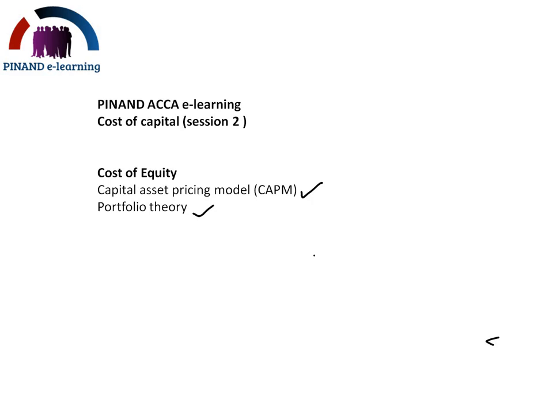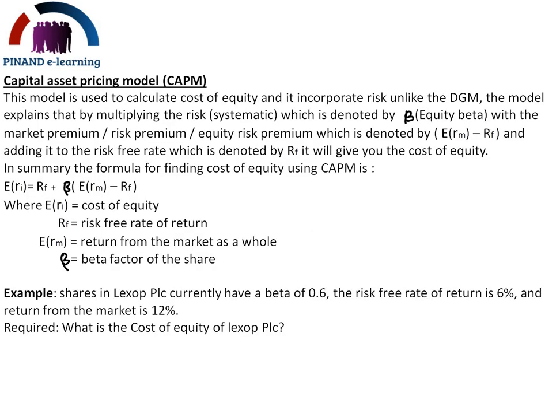Now let's see what CAPM means. In the previous session, session 1, we talked about calculating cost of equity. I said you can calculate cost of equity using two methods: one is the DGM, the dividend growth model, and the other is CAPM. You can go back to our previous session for revision. So we've looked at DGM, now we're looking at CAPM. Let's get down to business.